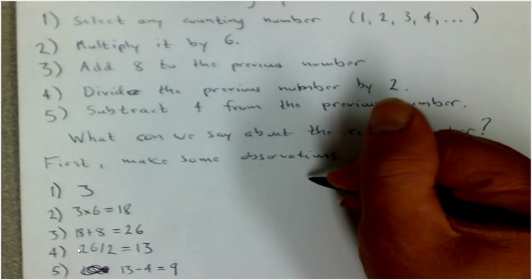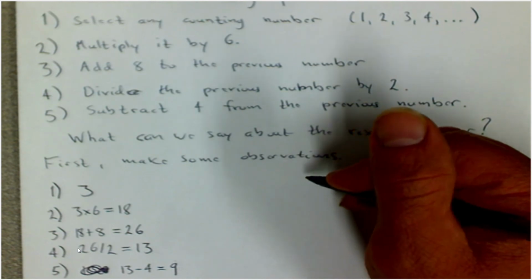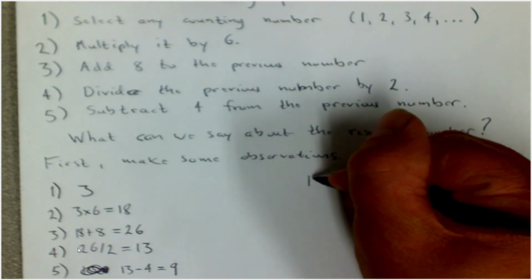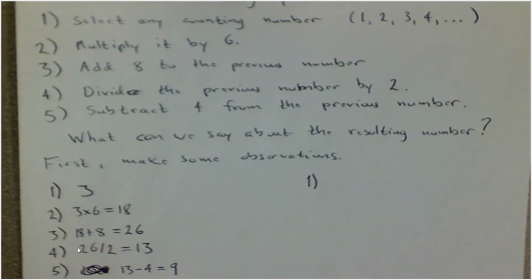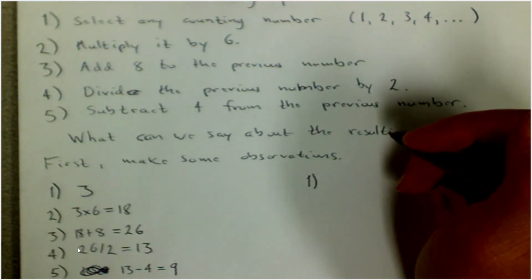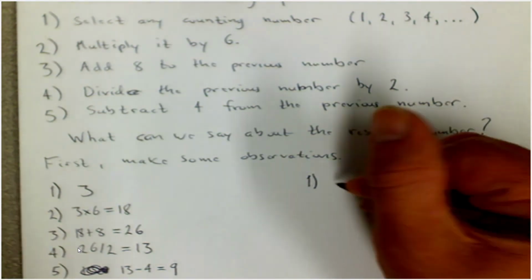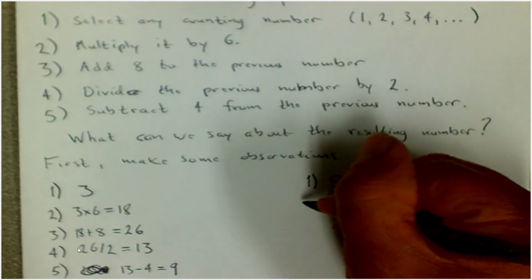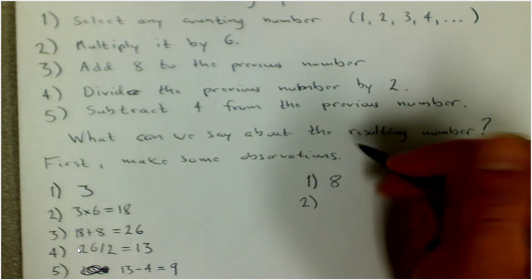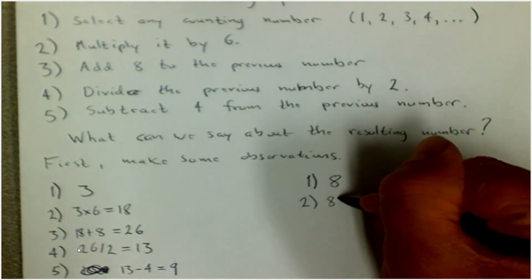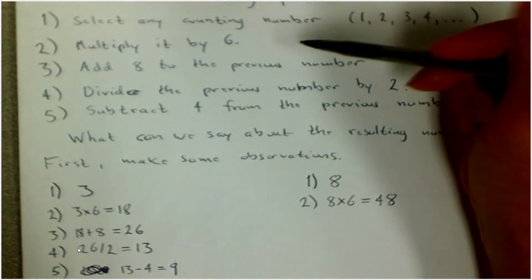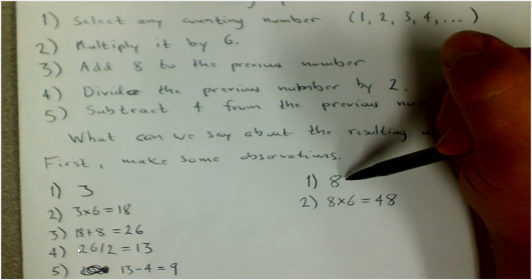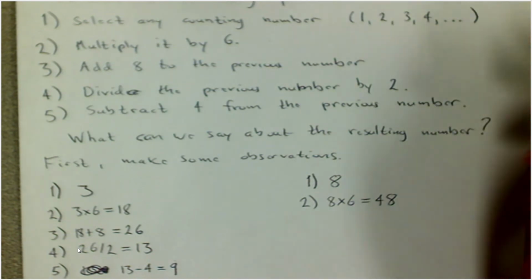Let's do another example. I'm going to take any number, maybe not so big. We'll take 8. Why not 8? So then in step 2, I do 8 times 6, and that is 48. So I'm going to multiply the arbitrarily chosen counting number by 6, and then add 8 to the previous number.